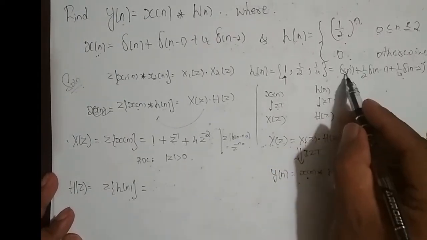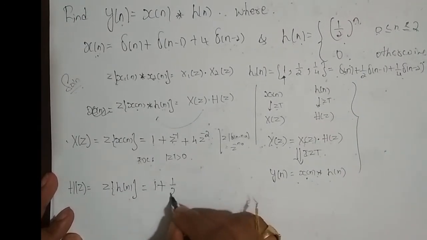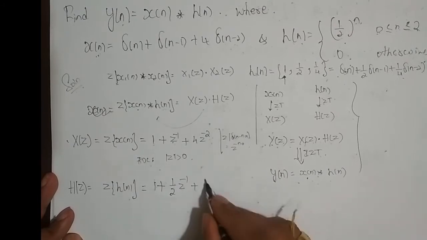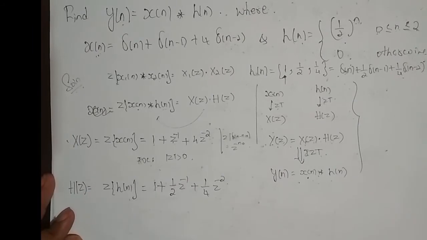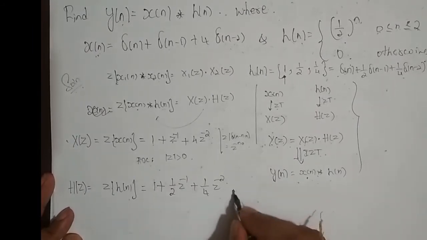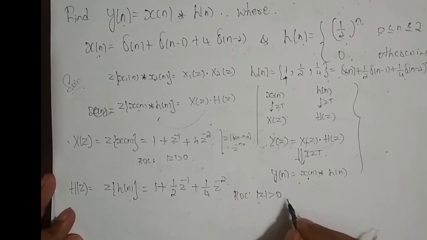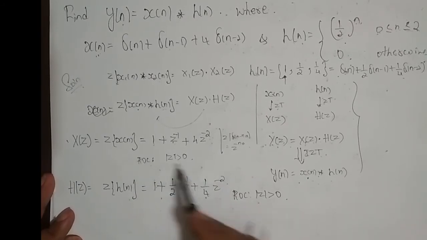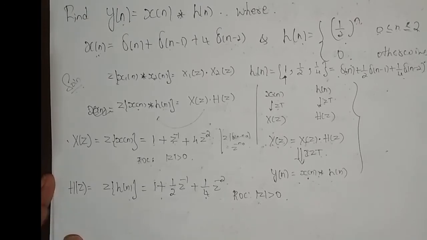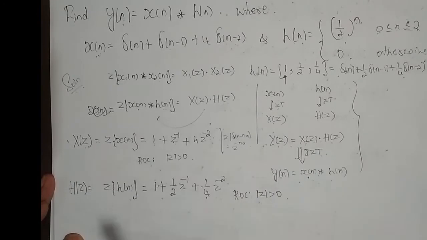Okay, so what is the Z transform of delta of n? It is 1. Plus, what is the Z transform of 1 by 2 delta of n minus 1? It is 1 by 2 times z power minus 1, plus 1 by 4 times z power minus 2, the Z transform of 1 by 4 into delta of n minus 2. Again, what is its ROC? ROC is the combined ROC, magnitude of z greater than 0. So it's a finite length right sided sequence, and the ROC of a finite length right sided sequence is magnitude of z greater than 0. Okay. So we got X of z, which is this. We got H of z, which is this.